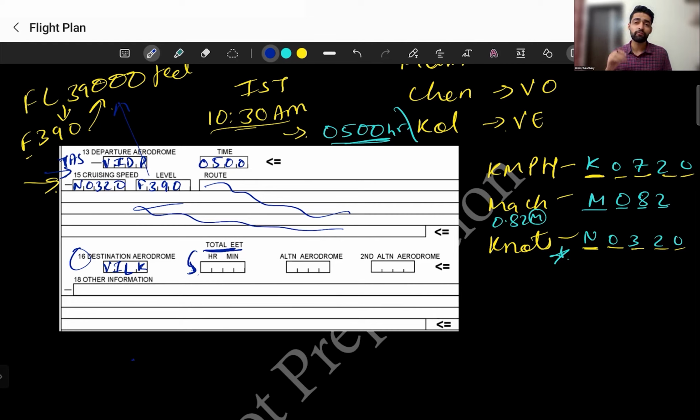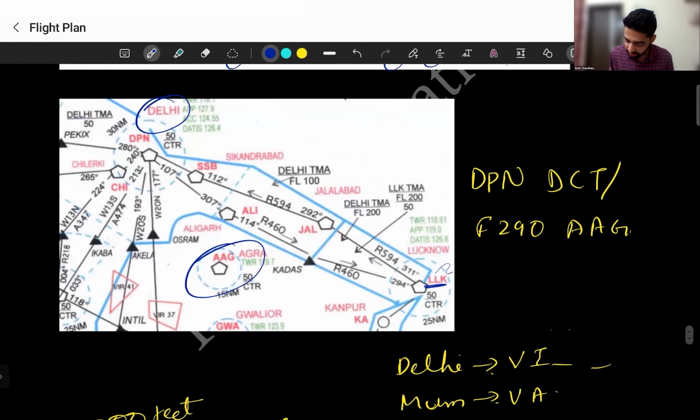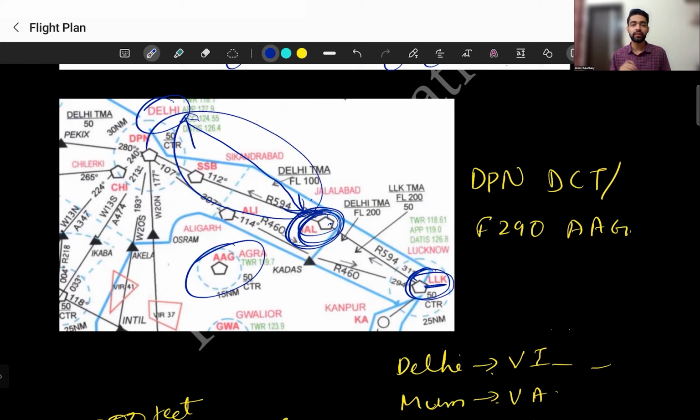But if you are coming with the help of IFR, instrument flight rules, then it will be taken from the departure until you reach the IAF, that is the initial approach fix. If the final destination is LLK, your initial approach fix can be taken at JAL, Juliet Alpha Lima. Just imagine you have a full IFR flight, then the initial approach fix will start from here. So estimated elapsed time will be from here to here. This region will be your estimated elapsed time.